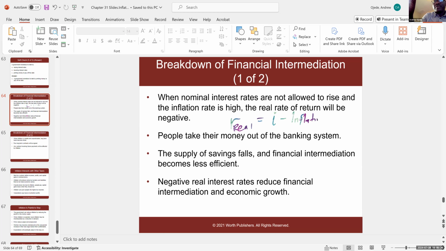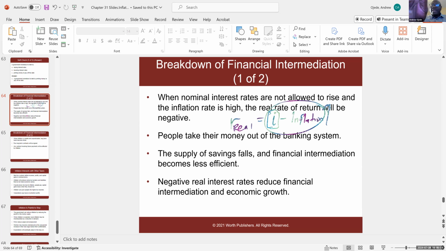I don't know why I keep writing fully SPY, right? So what I'm saying is that if the government does not allow this rate to rise, they set a fixed controlling interest rate that cannot rise. If inflation is rising all the time, this rate is constant. This difference can be negative. The real rate of return can be negative.